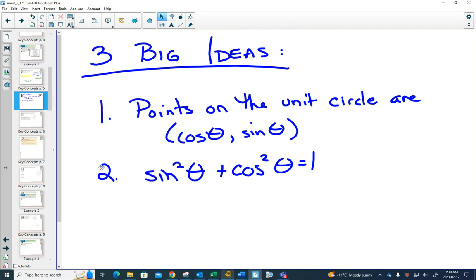this is crazy. Because we can pick an angle, any angle, 27 degrees.